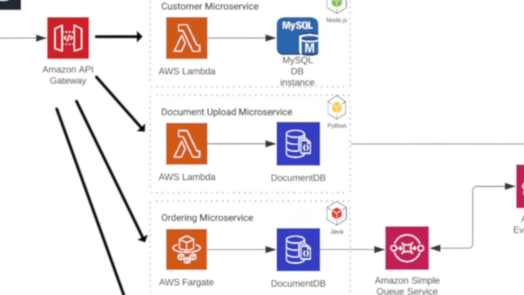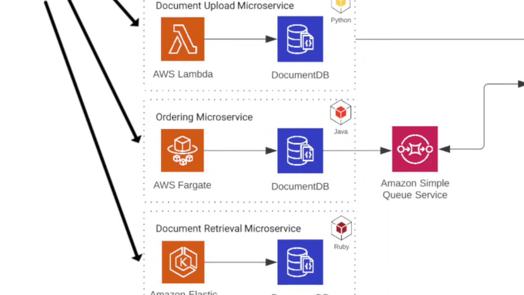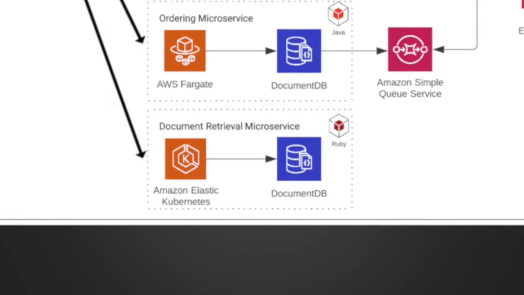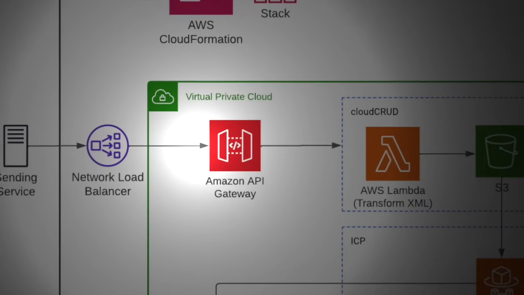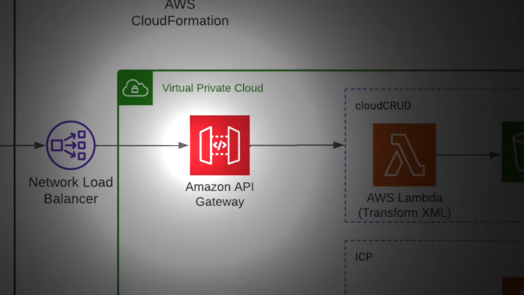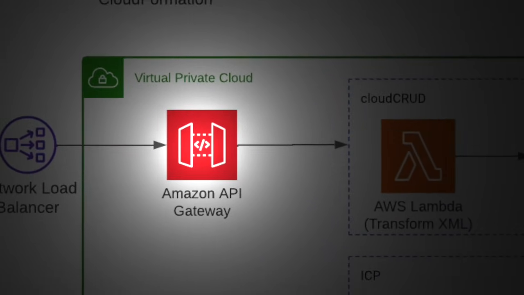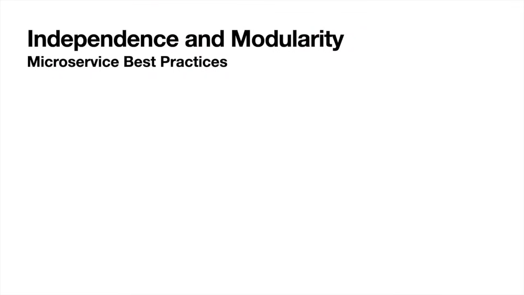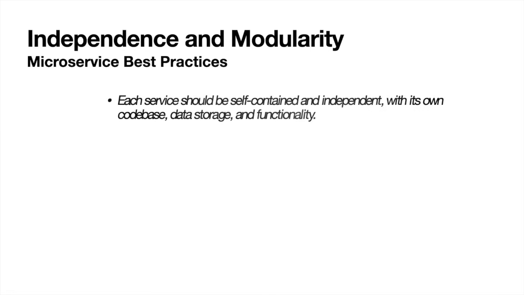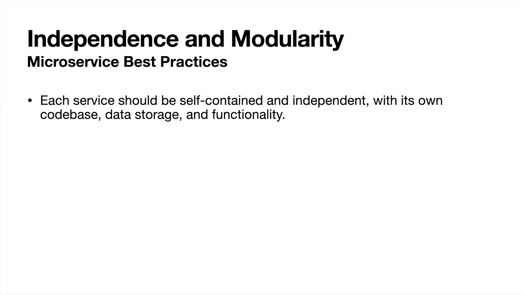Microservices are an architectural approach for building software applications as a collection of small, independent, and loosely coupled services. These services are designed to perform specific functions and can communicate with each other over a network, often using application programming interfaces. Microservices are in contrast to monolithic architectures, where the entire application is built as a single, tightly integrated unit. When developing microservices, each service should be self-contained and independent, with its own codebase, data storage, and functionality.